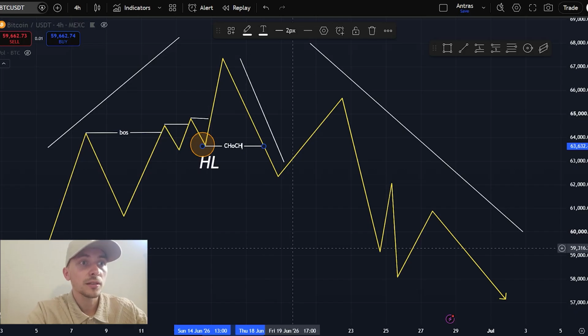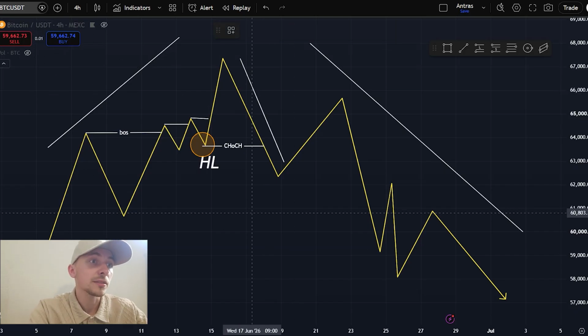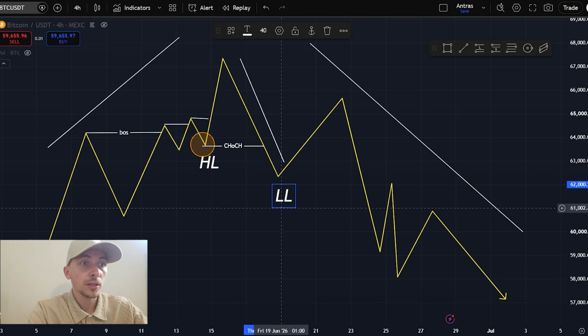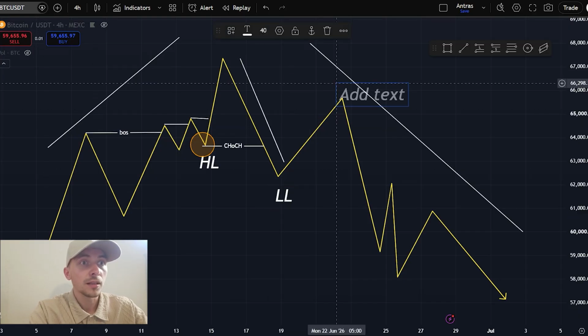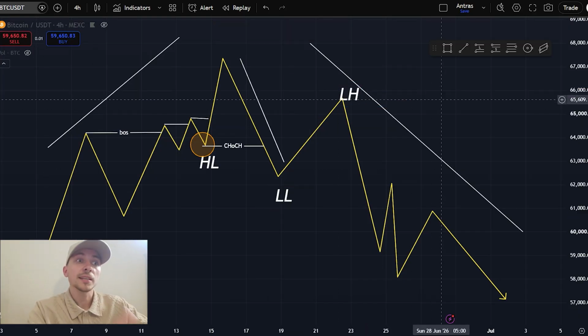Change of character. And now what's forming? As I told you before, now we have lower lows and lower highs, and we can expect the continuation. So your job is to open any chart. It doesn't matter if it's Bitcoin, or Forex, or stocks. Every market moves like this. There's going to be higher highs, higher lows, there's going to be break of structure, and when the shift is changing, there's going to be change of character.